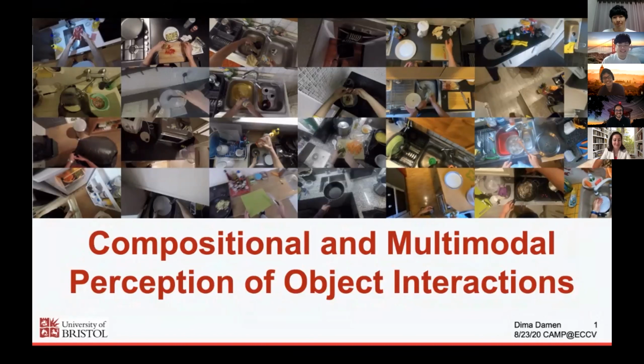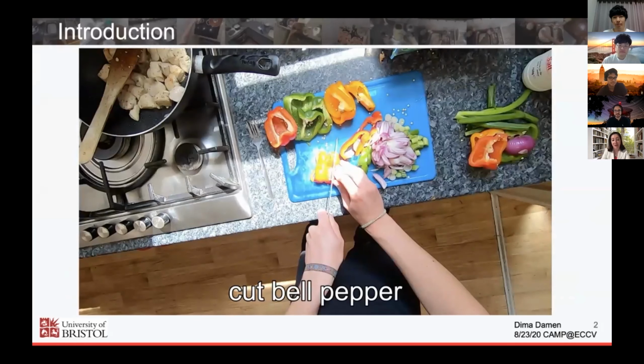Right, so what do we mean really by compositional and multimodal perception of object interactions? I'll start with an example video, and that will set the tone for what we're talking about. So let's just watch this video, and I hope you can hear the audio as well.